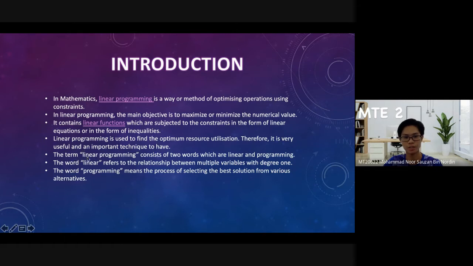The term linear programming consists of two words which are linear and programming. The word linear refers to the relationship between multiple variables with degree 1. The word programming means the process of selecting the best solution from various alternatives.